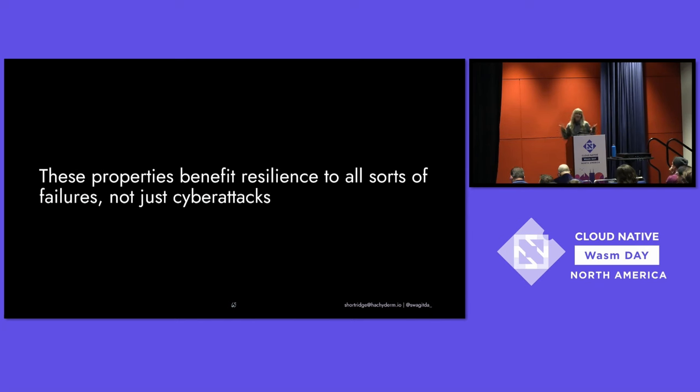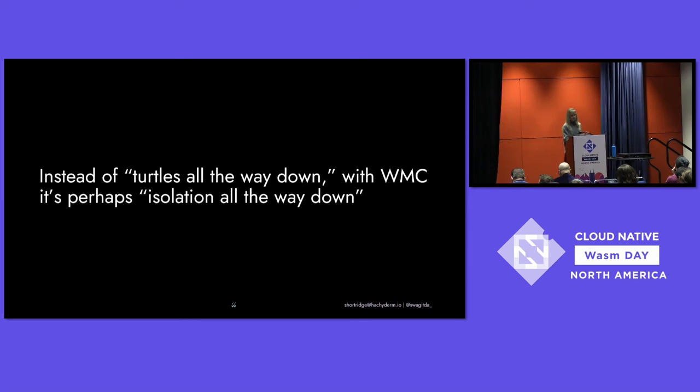These properties obviously benefit resilience beyond cyber attacks as well. So if a dependency experiences a performance failure, the app can still stay up and the component can be killed and restarted if it's wonky, right? And restricting capabilities per dependency means there are fewer surprises and unintended behaviors that can ruin our day in production, too. And this extends beneath the app itself.